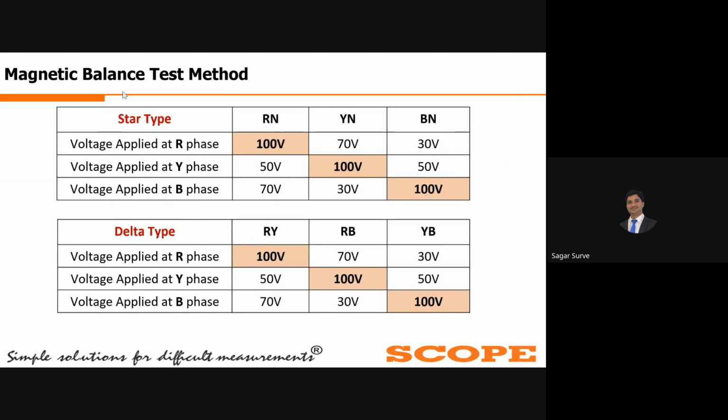So here is the table which is based on the thumb rule. We can say that if there is a star type or delta type transformer, and we are applying 100 volts, then we are getting 70-30 or 50-50 voltages at the other two phases.